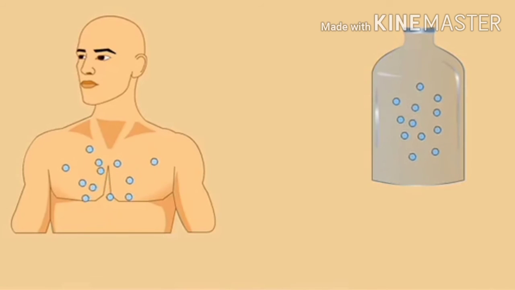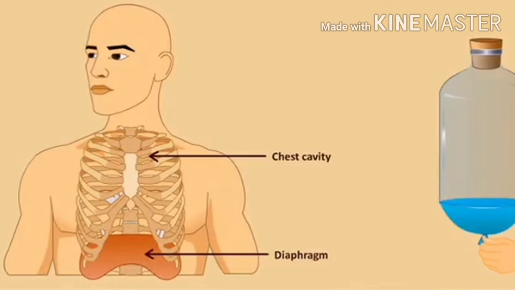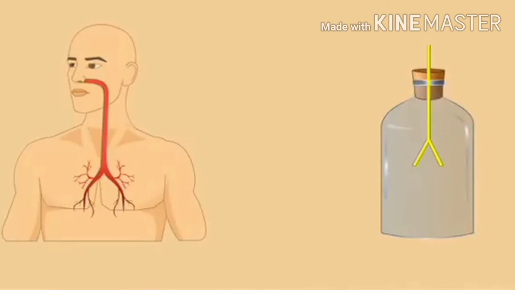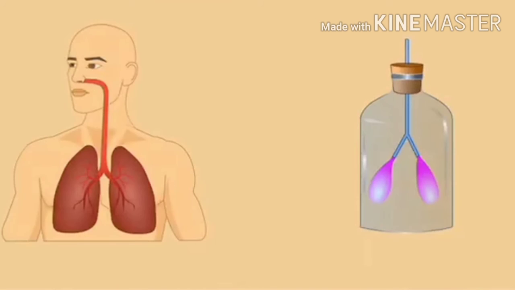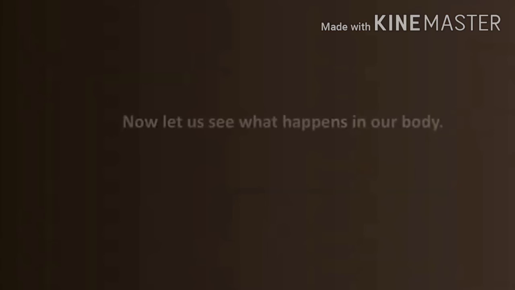So here the bottle is just like a human body, and there is an empty space or cavity inside the body filled with air, which is called the body cavity. The rubber sheet is the diaphragm, which divides the body into two parts. The upper part is the chest cavity. The Y-shaped tube is the trachea and the bronchi, and the balloons are like the lungs, which are situated in the chest cavity.